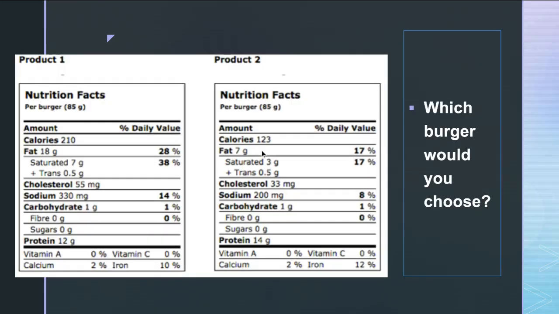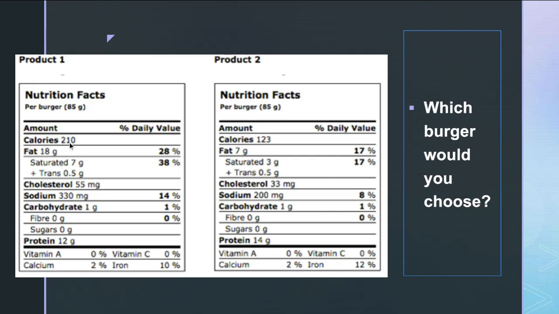Here are 2 types of hamburgers. So these would be processed foods, okay? My recommendation is make your hamburgers at home with real meat and put together your hamburger patty. But if you're buying them at a store, which hamburger would you choose? So take a look. Burger 1. So notice the amount, right? Per burger. So an 85-gram patty. Okay, so they're the exact same size.